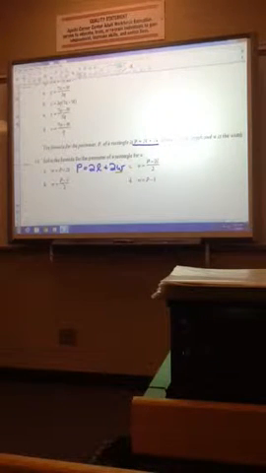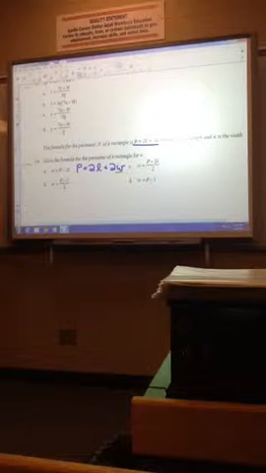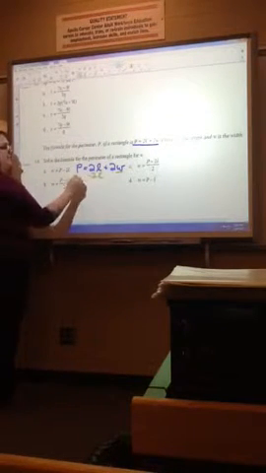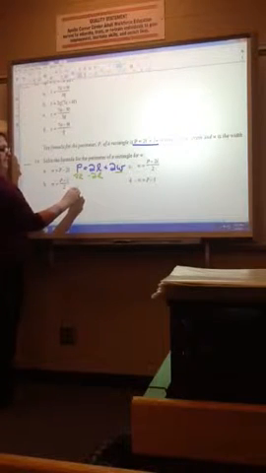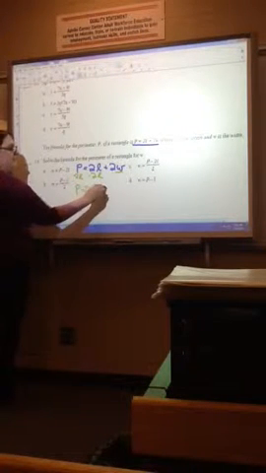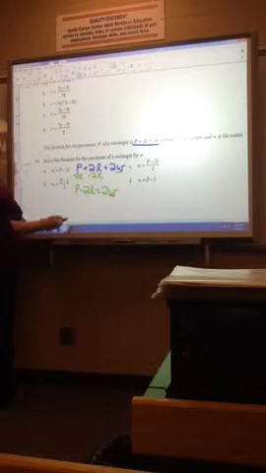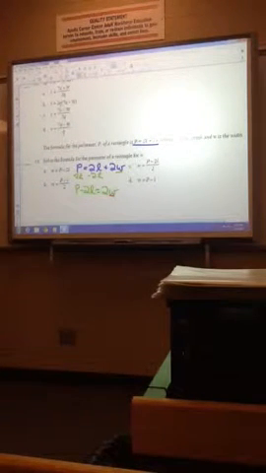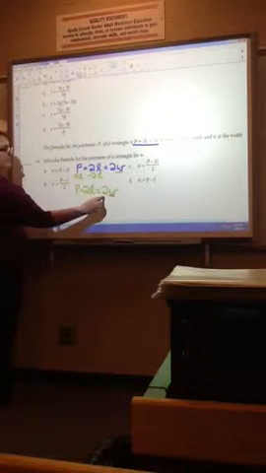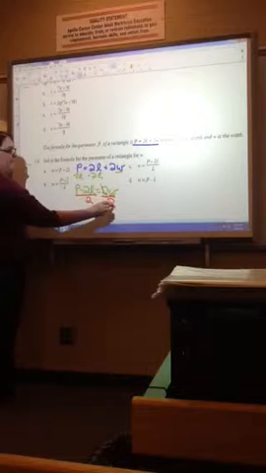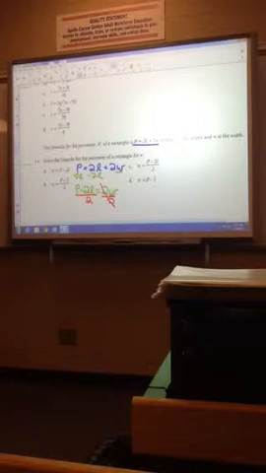What's the easiest thing to move away from our W? 2L. The 2L. And how do I move it? Subtract it. So I have P minus 2L equals 2W. I'm still aiming to get this W by itself. Divide by 2, because that's the only thing there that's with the W now. So W equals P minus 2L over 2. What's our answer? C.